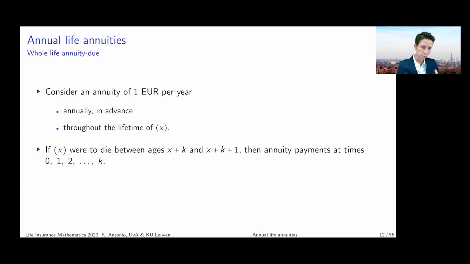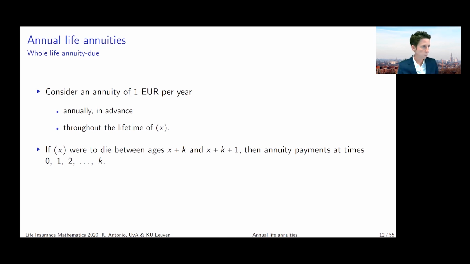And we can reflect a bit on that. So we say that if X would die between ages X plus K and X plus K plus 1, then that means that the annuity is going to pay at times 0, 1, 2, and so on. And the last payment will take place at time K. You see that? So K plus 1 payments in total. We start here with a payment at time 0 because this specific example is working in advance.